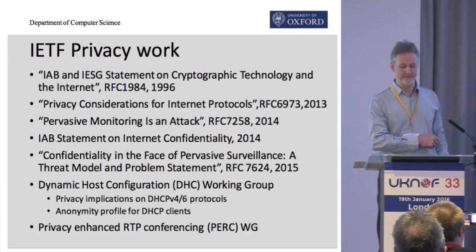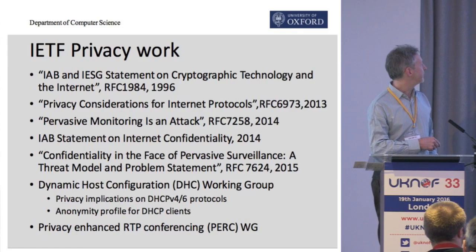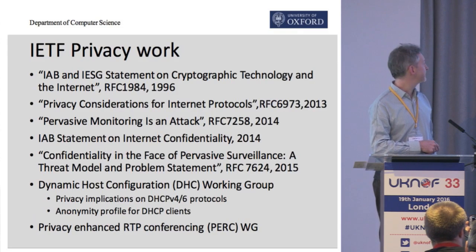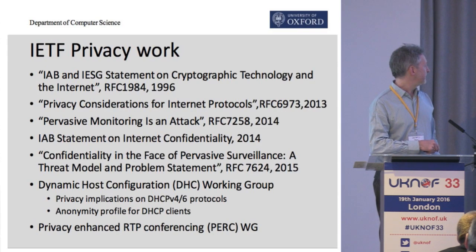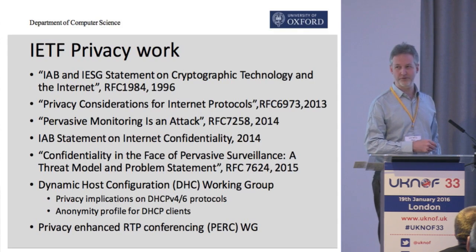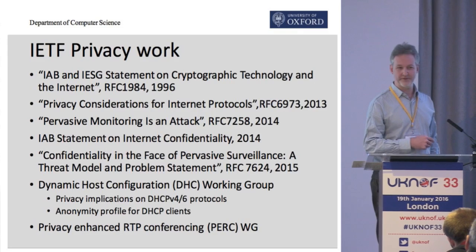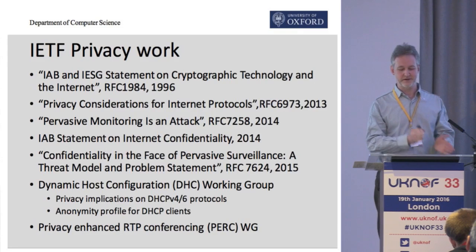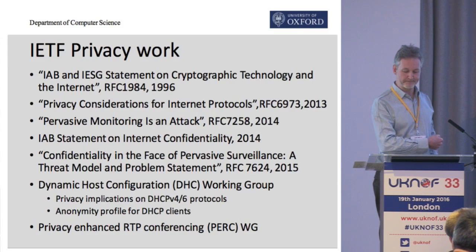There have been a number of RFCs going through. There's some work on privacy considerations, and more recently in the DHC working group, they've been looking at the privacy implications of the DHCPv4 fields, and they're doing an analysis of them. And then there's an anonymity profile for DHCP clients. In principle, if you use this profile and you reattach to networks, you can't necessarily be connected from one attachment to the next. And there's a privacy enhanced RTP conferencing working group.